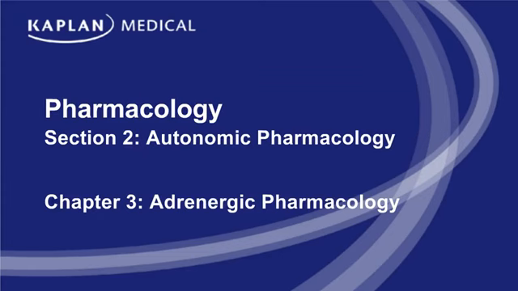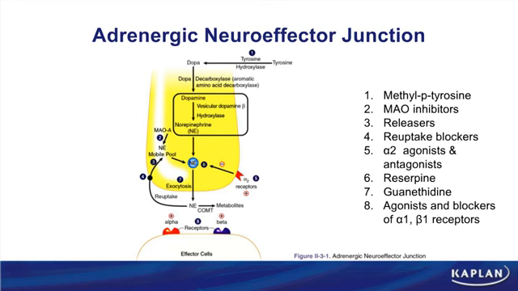Chapter 3, we will review adrenergic pharmacology. In this figure, we look at the synthesis and release of norepinephrine. We will talk about the fates of norepinephrine once it's released from the neuron, and then we're going to look at a lot of different drugs that can interact and affect this pathway.